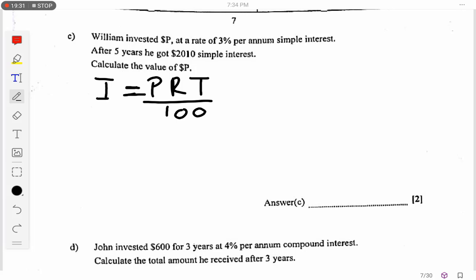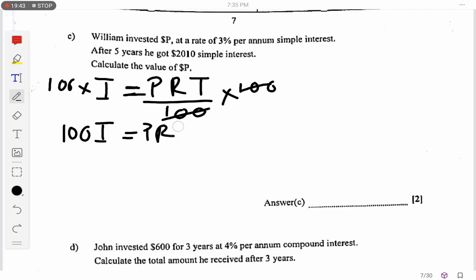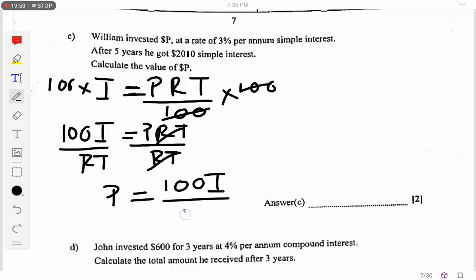I can multiply here by 100, here by 100. Okay. So this side, they cancel off each other. So it's going to be 100I is equal to PRT. Then we want P, so we can divide by RT there, by RT there. So our P is equal to 100I over RT there. So now we can substitute the values that we have. You find out our I, in this case, is 20. This is our interest, okay?